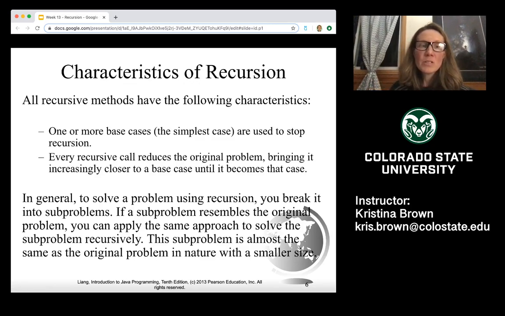So in general, to solve a problem using recursion, you're going to break it into subproblems. And that's one thing I want you to really think about, because a lot of people get scared when it comes to recursion, that they don't know what it means. It seems very complicated, and it's not really complicated at all. Just think about it as you're breaking down this big problem into subproblems so that it can be simplified and solved using smaller bites.